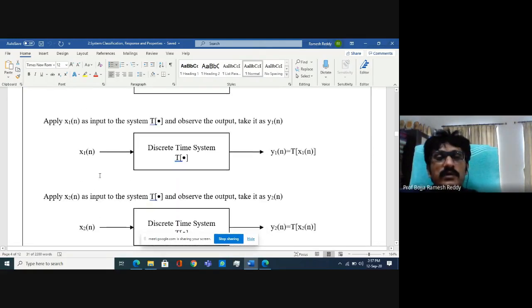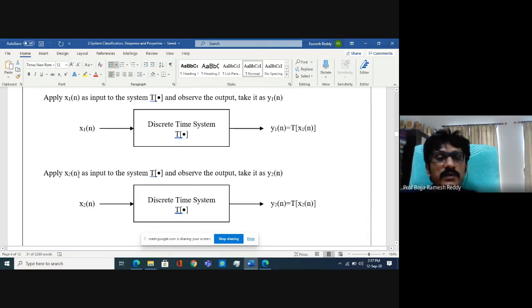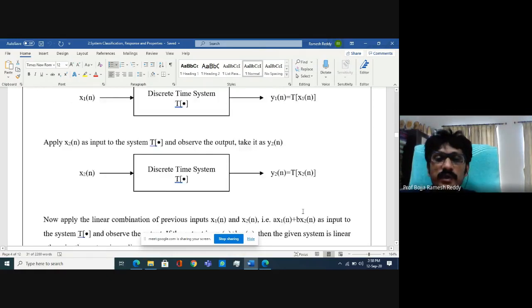Okay. Here we are giving x1 of n as input to the system and observing the output. That output y1 of n is the transformation of x1 of n. In the second case, we give input x2 of n, different from the first one, to the same system. The system is the same, but the input is changing from x1 of n to x2 of n. Now observe the output. Definitely, if input varies, output also varies. Take that output as y2 of n, the transformation of x2 of n.